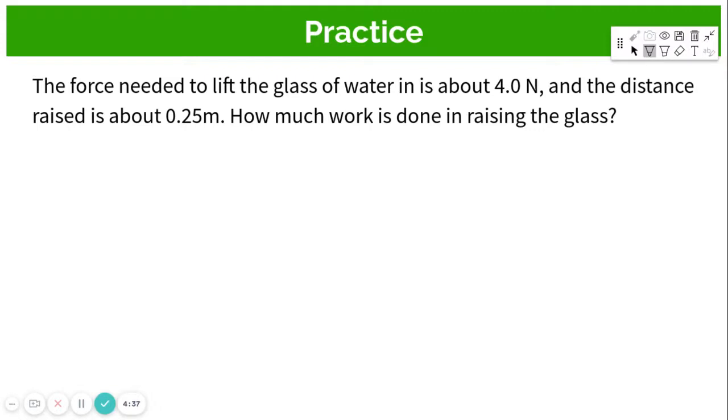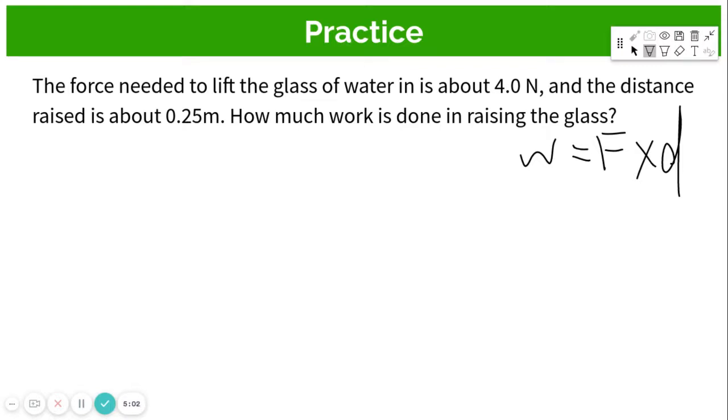There we go. So the force needed to lift the glass of water is about 4 newtons, and the distance is raised about 0.25 meters. How much work is done in raising the glass? All right, so think about it. Work equals force times distance. I'm going to pause it now, and try and figure out the answer.